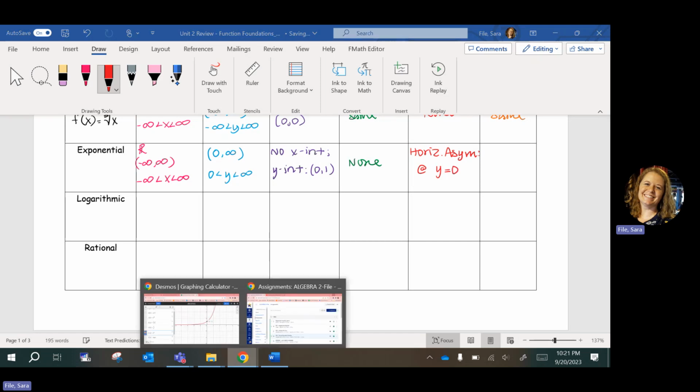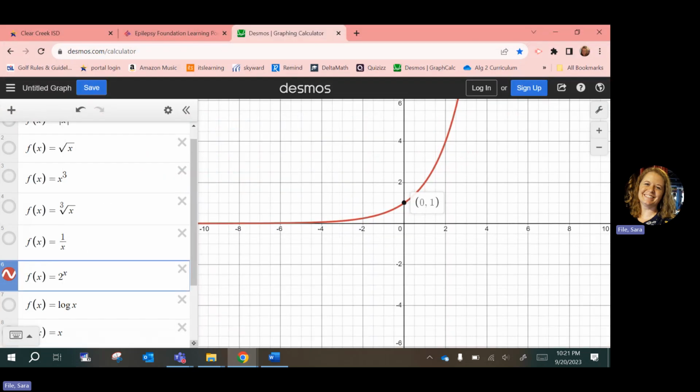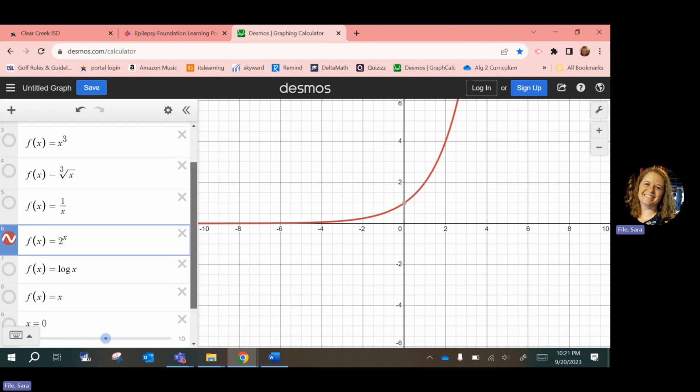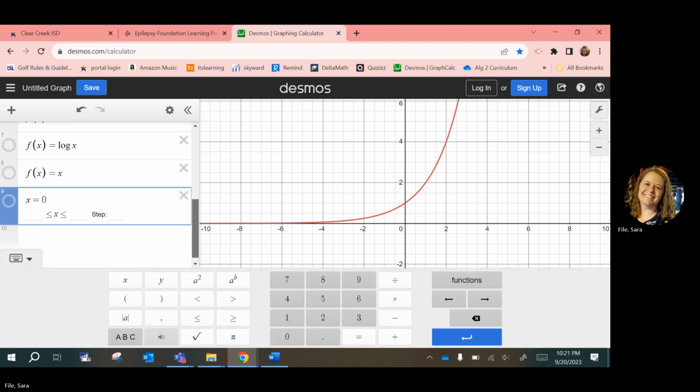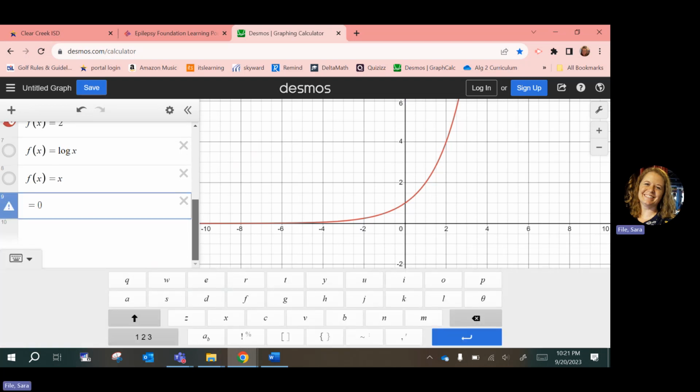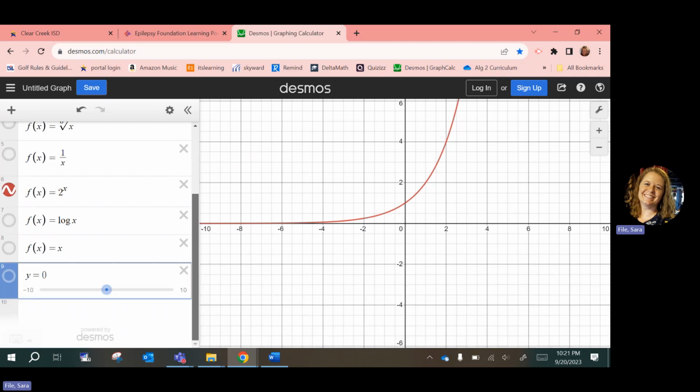And again, if you wanted to check that, is it horizontal, y equals 0? I can't remember. Go back down here where we wrote x equals 0. That's a vertical line, so that's not it. But let's see what happens when I change it to y equals 0. Turn it back on.